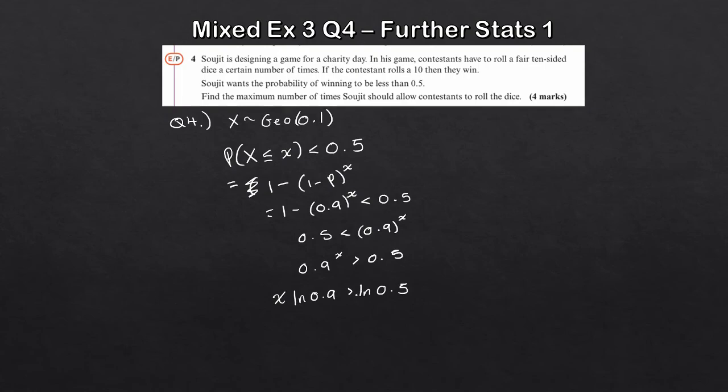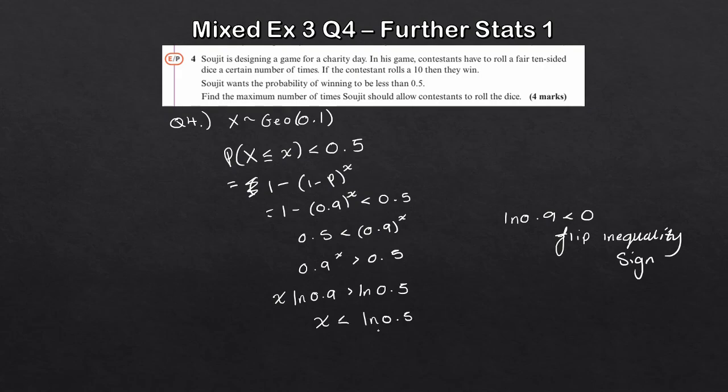Well, to get x now, all I've got to do is divide by ln 0.9. But be very, very careful. Why I'm saying be very, very careful is because if you divide by a negative number, we have to flip the inequality, and because ln of 0.9 is less than 0, so it's negative, we have to flip the inequality sign. Okay, so just be very, very careful for that. It's a very common occurrence in these types of questions. So x must be less than ln 0.5 divided by ln 0.9.